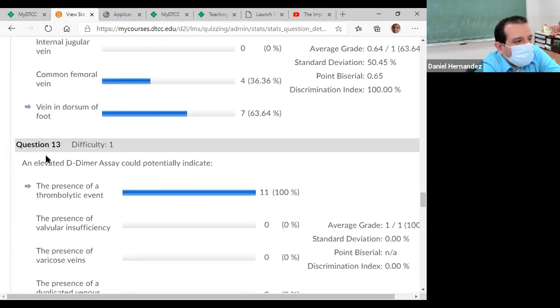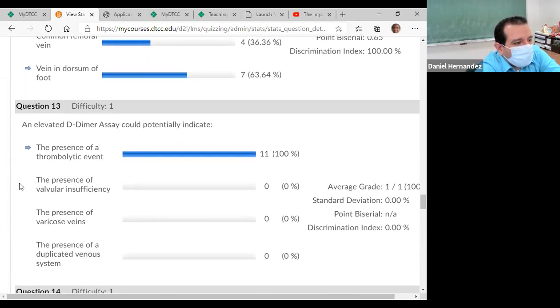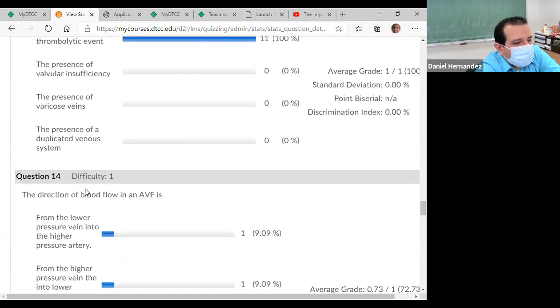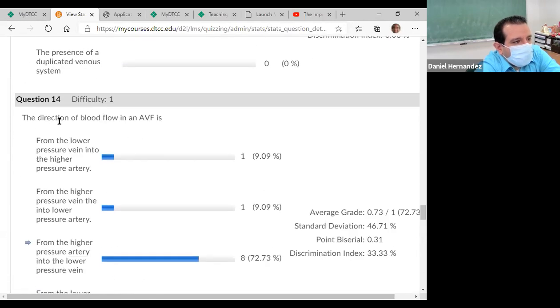This is good. Everyone got this one right. Elevated D-dimer could potentially indicate presence of a thrombolytic event. So the direction of blood flow in an AVF is from a higher pressure artery into a lower pressure vein. Arteries are higher pressure, so the blood flow is going to go from that artery into the venous system.